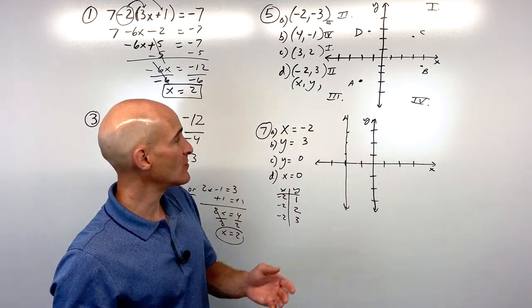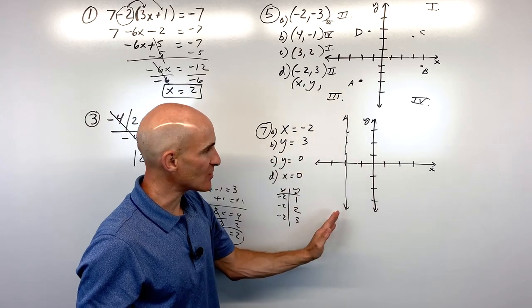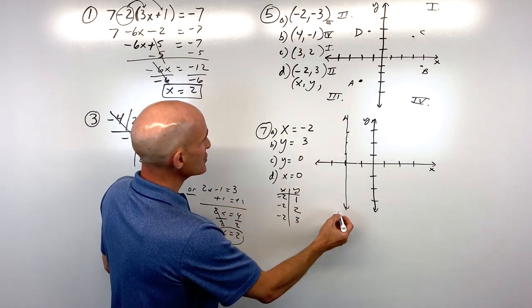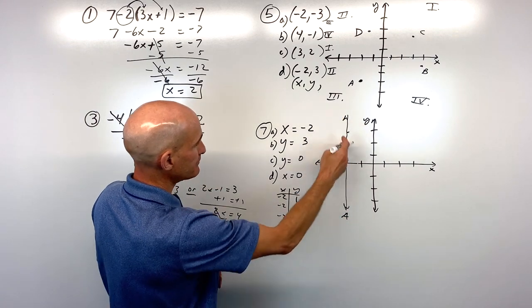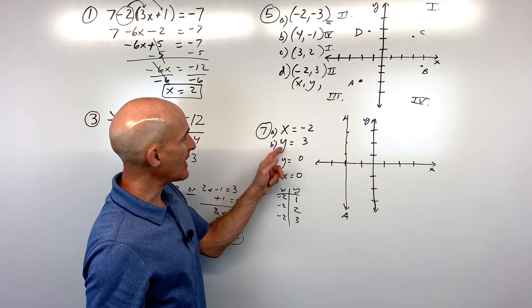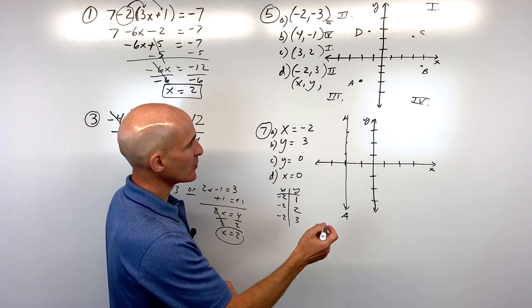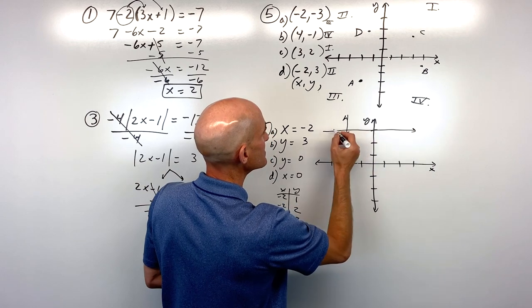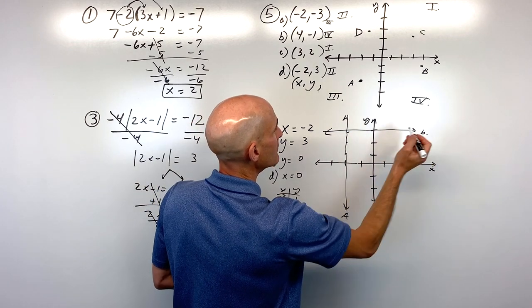Now, some students just choose to memorize that x equals lines are vertical, y equals lines are horizontal. But again, if you forget, you can use the table. Let's just label this line A. For B now, we have y equals 3. So just like we said, y equals lines are horizontal lines, this line is going to look like this. I'll just label that B.